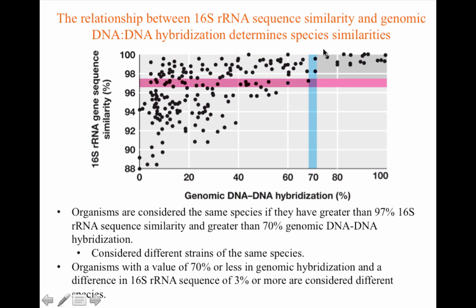So what you can appreciate here, look at this quadrant in the upper right-hand side. That is the quadrant where you have greater than 70% DNA hybridization and greater than 97% 16S sequence similarity. That area shaded a little darker gray is supposed to be the same species. And as you can appreciate, look at all the different dots. So what do you believe the different dots are about? Why do we have different dots in there if we have the same species? Why are they not more clustered together as a group?